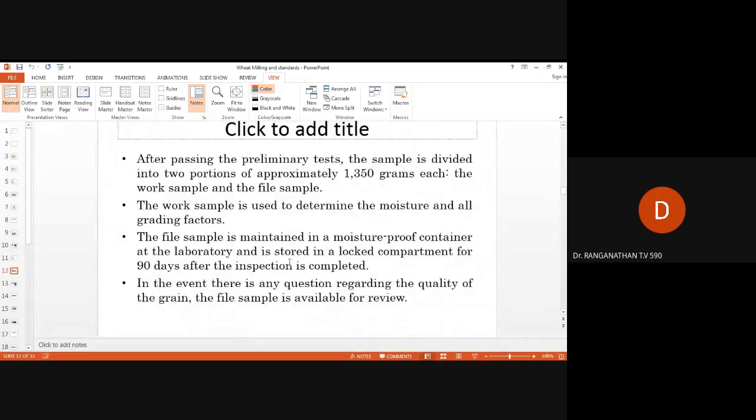Okay, so as I already told you, the sample to be tested is taken as 1.3 kg, and you have what is called the work sample and the file sample. File sample is kept for reference, whereas the work sample is what we do the analysis with. File sample is kept for reference because at a later stage, when there is a problem arising because of the particular batch related to the product or otherwise, then the reports of the work sample are taken and then done.